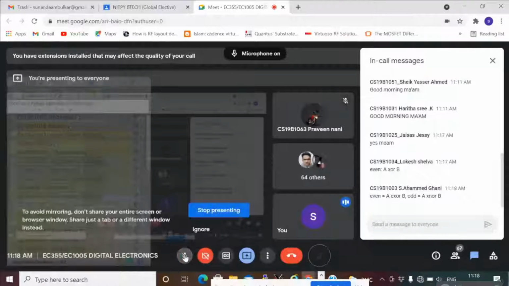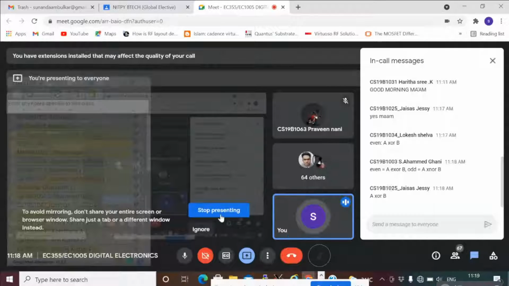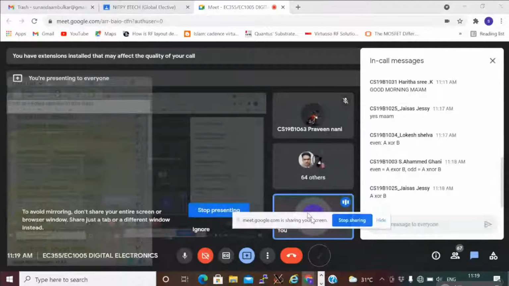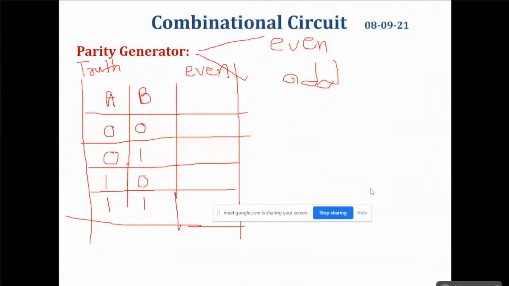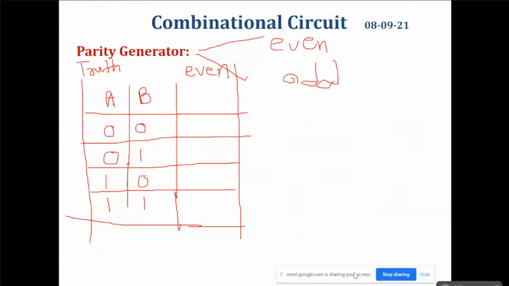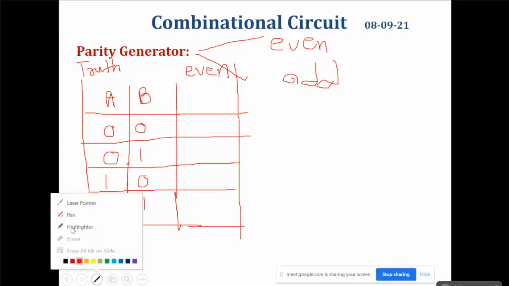Okay, so this is A XOR B, A XNOR B, right? If you know the fundamental principle, you can implement any circuitry with the use of the truth table and the boolean expression. So this is a very simple design, the generation of the parity bits.